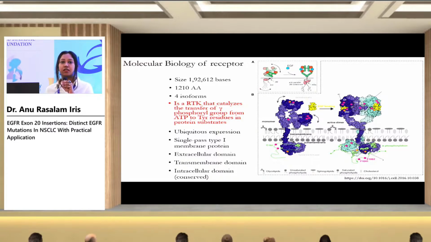The receptor has almost ubiquitous expression throughout all cells of the body. Biochemically, it's a single pass type 1 membrane protein. You can see there's just one alpha helix that passes through the membrane, be it the nuclear membrane or the cell membrane or of the organelle. There are 3 parts to the receptor. One is the extracellular domain, the transmembrane domain, and the intracellular domain, which is the more important one and the conserved one evolutionarily.